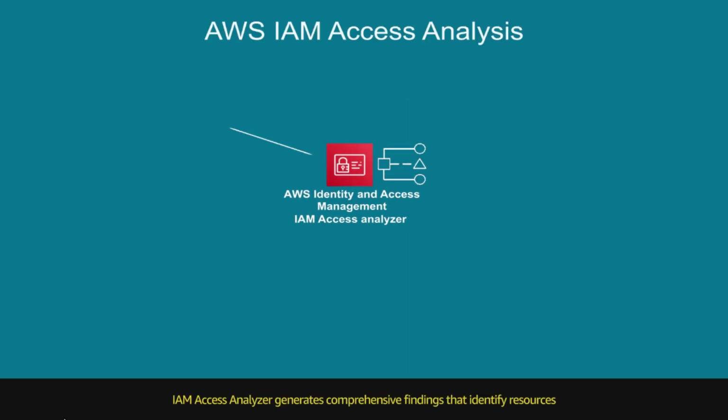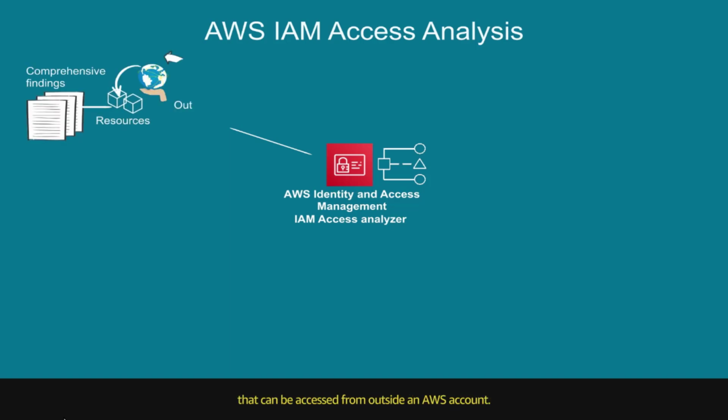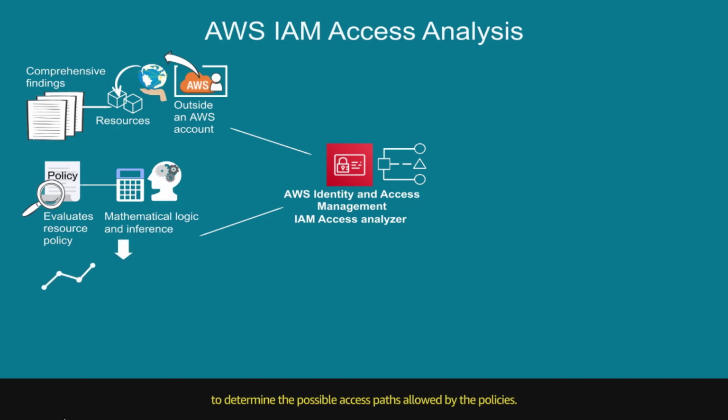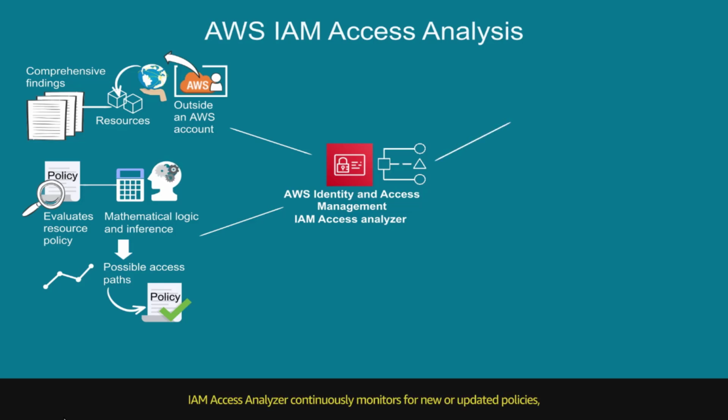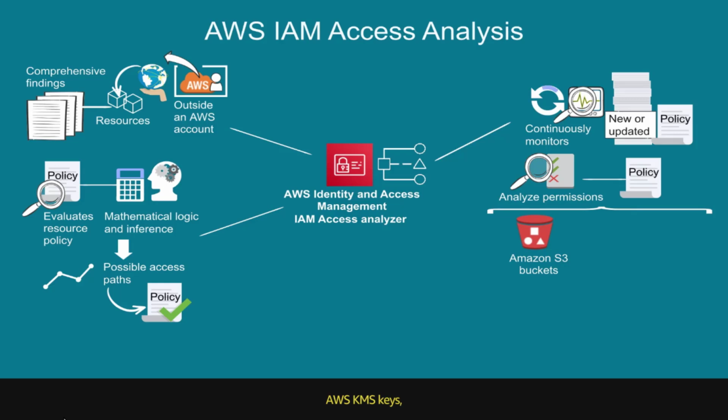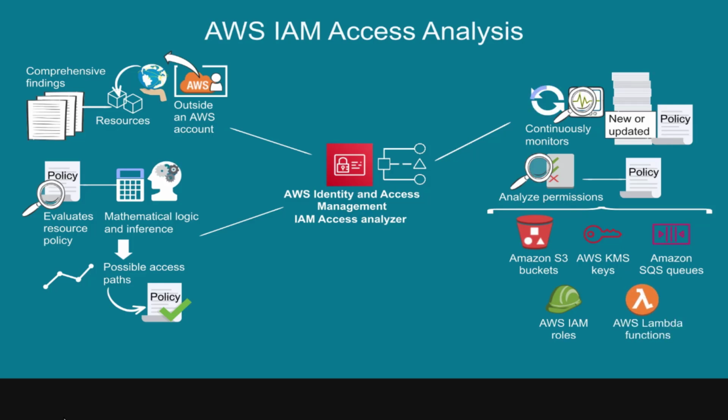IAM Access Analyzer generates comprehensive findings that identify resources that can be accessed from outside an AWS account. It evaluates resource policies using mathematical logic and inference to determine the possible access paths allowed by the policies. IAM Access Analyzer continuously monitors for new or updated policies, and it analyzes permissions granted using policies for your Amazon S3 buckets, AWS KMS keys, Amazon SQS queues, AWS IAM roles, and AWS Lambda functions.